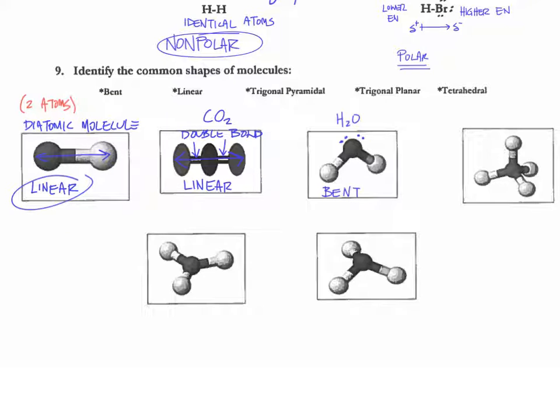Moving further to the right, here's my center atom, and I've got 1, 2, 3, 4 atoms bonded to the center. The prefix meaning 4 is tetra. The only type of molecule that we've talked about that has tetra in the name is tetrahedral. So a tetrahedral example could be methane, CH4, which we drew up above.